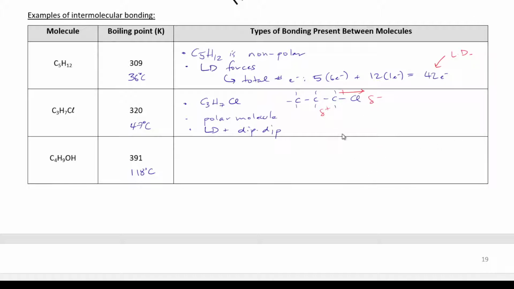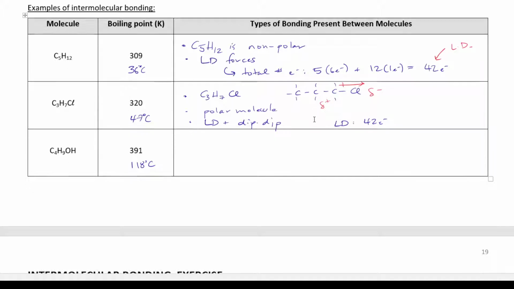And if you were to count up the London dispersion forces, you would have 42 electrons. So it has the same strength of London dispersion forces as the previous compound, but it has a higher boiling point because we have these dipole-dipole forces of attraction between the delta negative of one molecule and the delta positive of another. So we have another type of force between molecules.